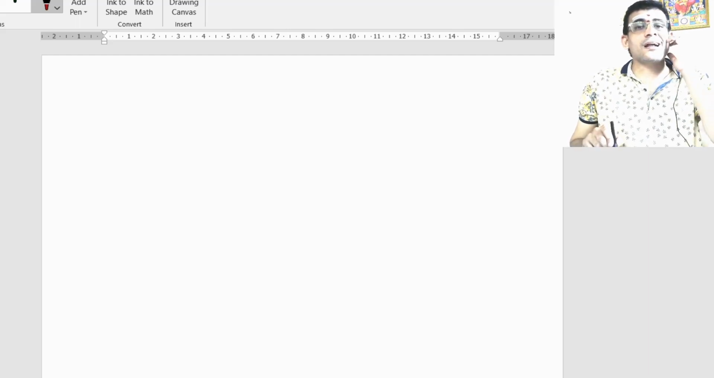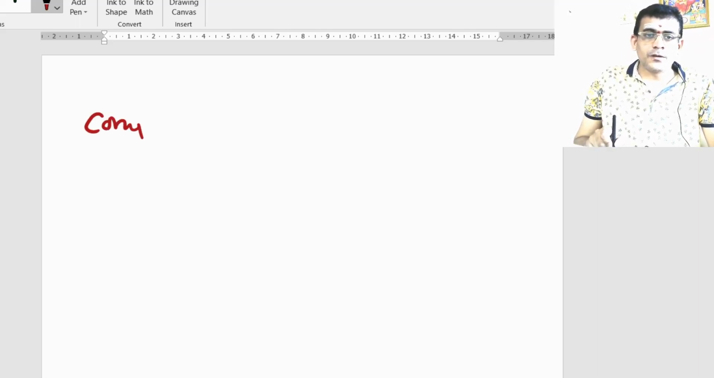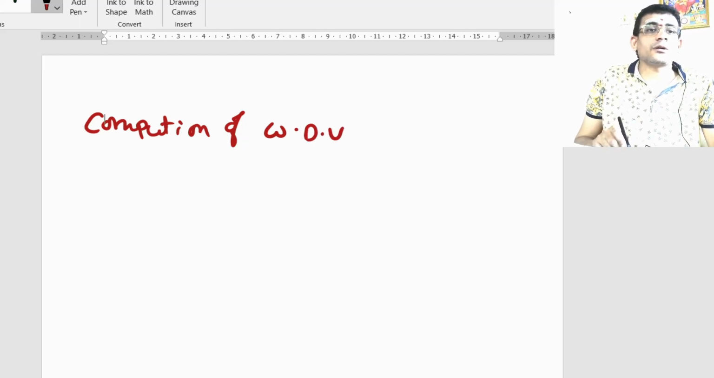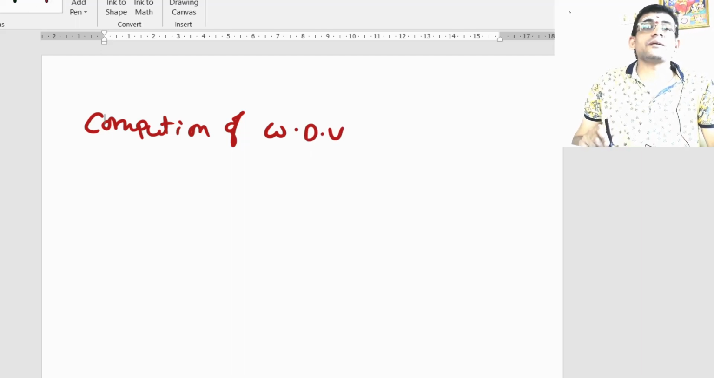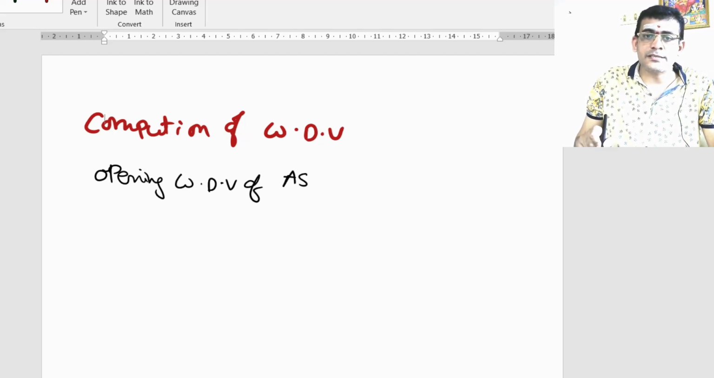Now, we need to understand something called computation of WDV. So let us start with the computation of written down value. Let us try to understand how we calculate your WDV. For this, the basic thing I need to consider is the opening written down value of what, asset.